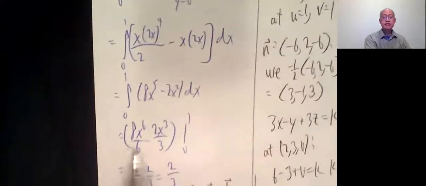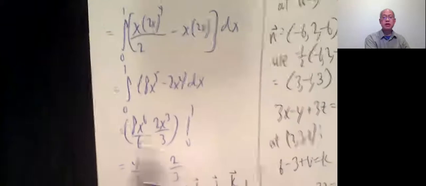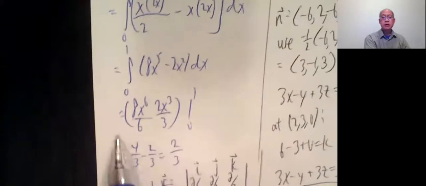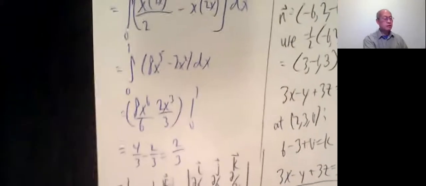So 8x to the 6 over 6 minus 2x cubed over 3 from 0 to 1. Plug in 0, you get 0. Plug in 1, you have 4/3 minus 2/3. Final answer is 2/3.